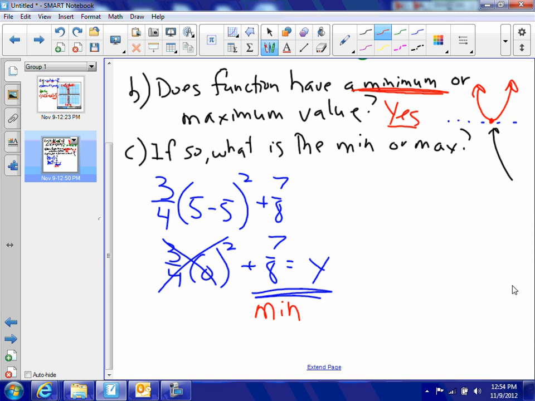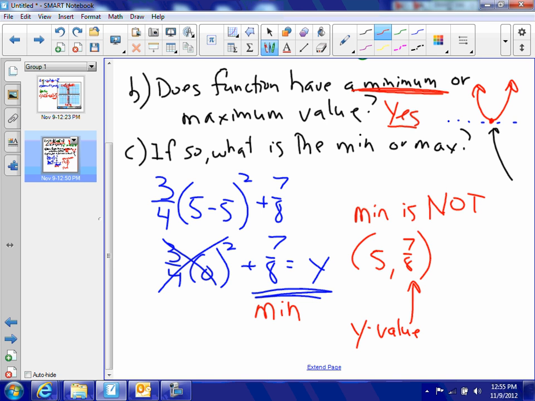The minimum is not an ordered pair of (5, 7/8). The minimum is the y value only. Y value only. That is the minimum. That's the proper terminology. That's the convention for writing this. That the minimum is the y value only. I took off 1/2 point if you wrote it as an ordered pair.